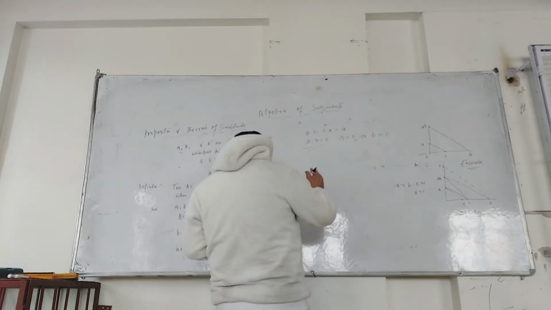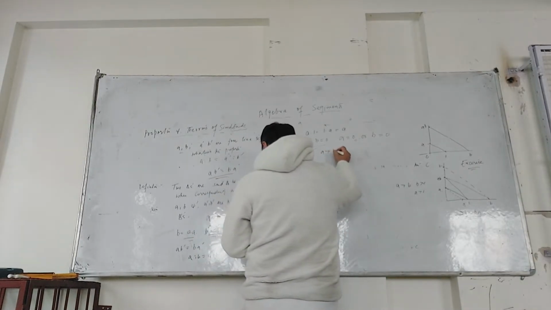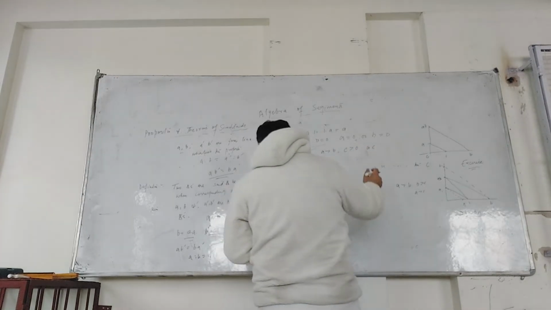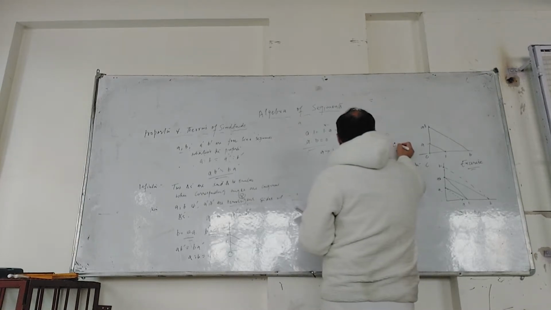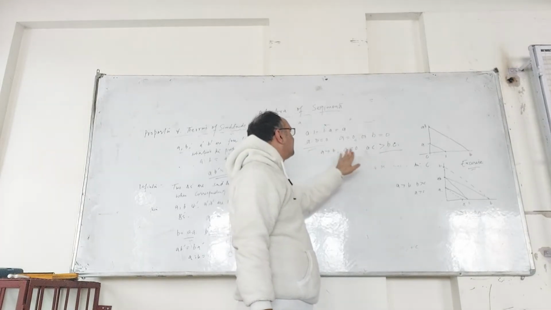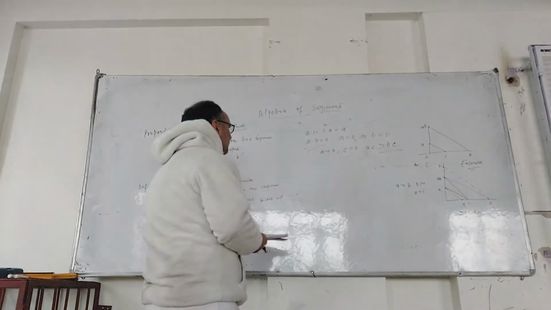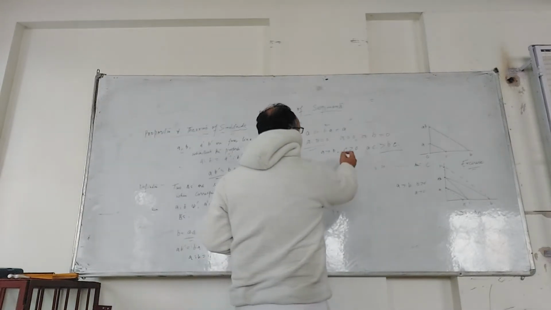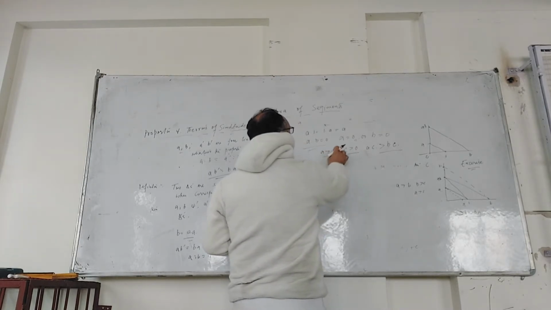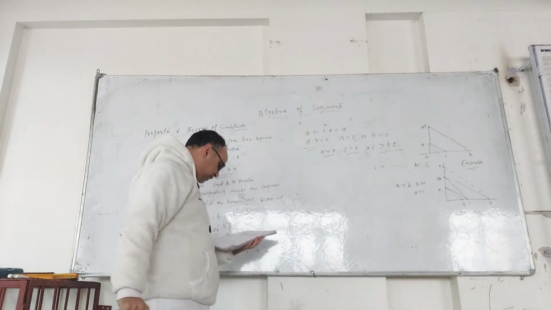How are we able to do that? If A is greater than B and C is greater than 0, then AC is always greater than BC. Okay. So if A is greater than B and C is greater than 0, then A times C is always greater than B times C.